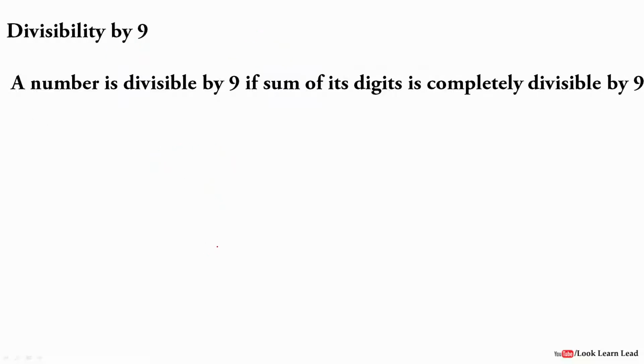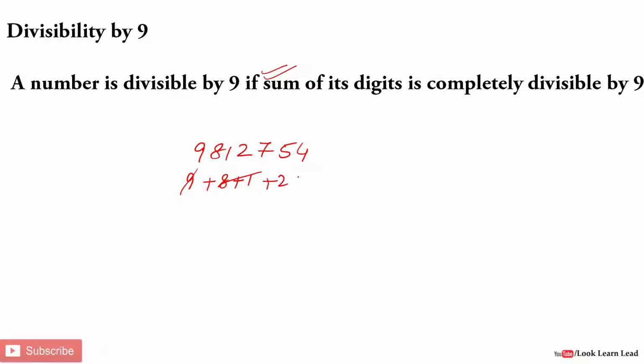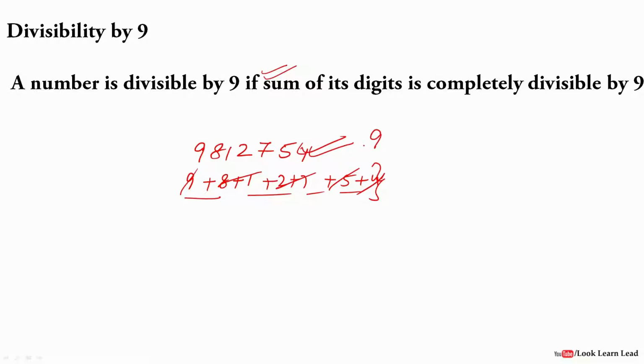The next is 9. The divisibility of 9 is similar to 3. That is, the sum of digits should be completely divisible by 9. For example, let's see a number like 9, 8, 1, 2, 7, 5, 4. We just have to check whether the sum of the digits is completely divisible by 9 or not. It is 9, plus 8 plus 1. See, 9 is cancelled out. 8 plus 1 is 9, cancelled out. 2 plus 7 is 9, cancelled out. And 5 plus 4 is also 9. So it would be divisible by 9 obviously. This number is divisible by 9. So it is similar to 3.